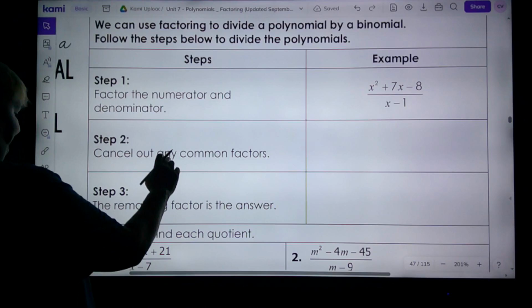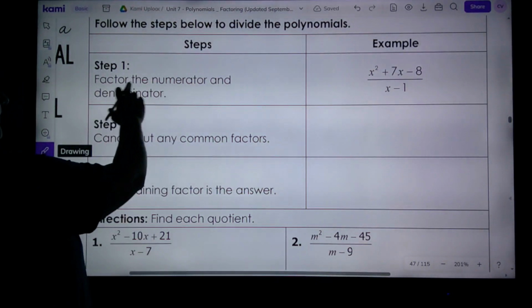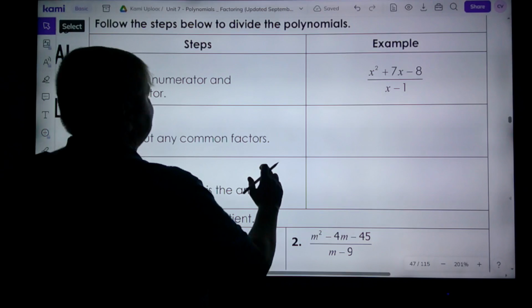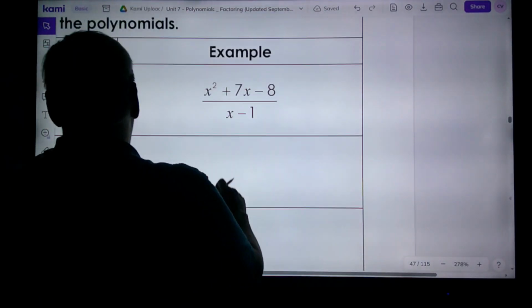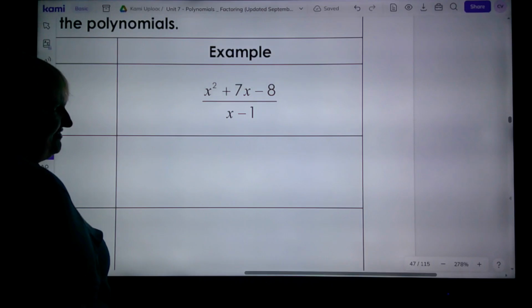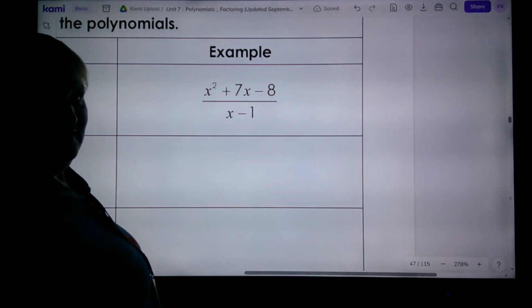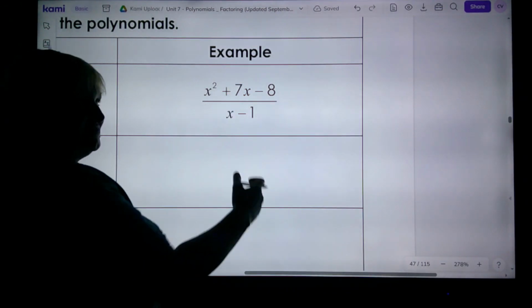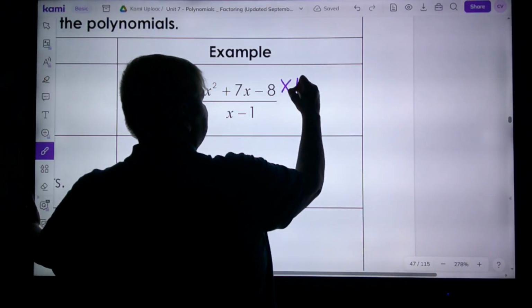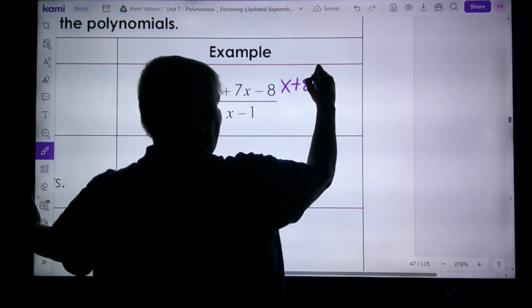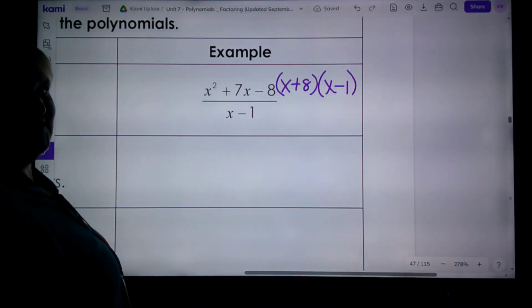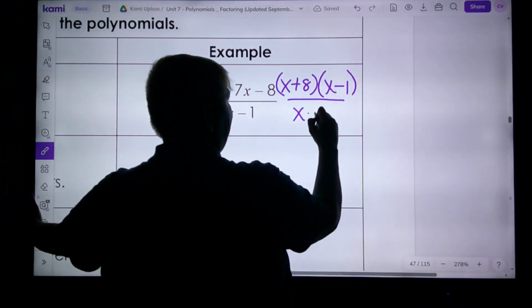It says, factor the numerator and denominator. So if I factor this, let's make it bigger so you can see it. I need two numbers that multiply to give me -8 and add to give me +7. 8 times 1. 7's positive, so the bigger number, the 8, has to be positive. So it's going to be x plus 8, x minus 1. Oh, you already see it, don't you? All right, bring over the other part.